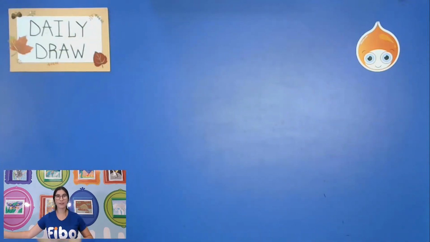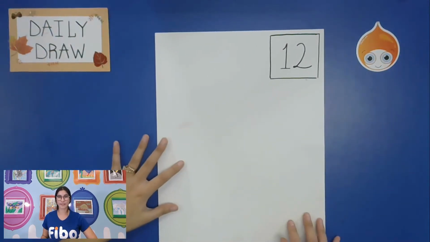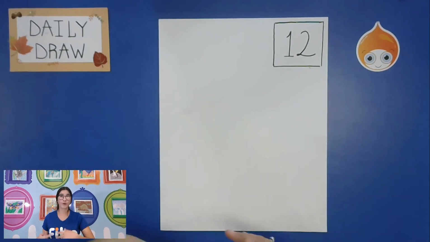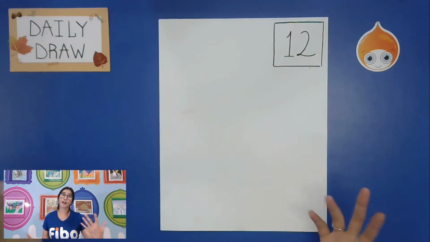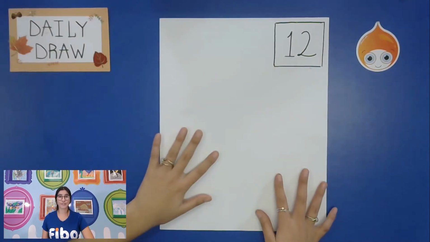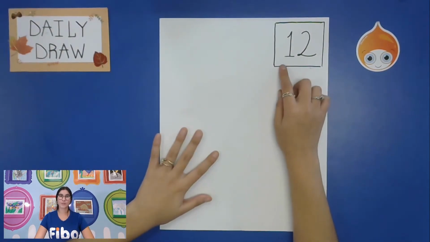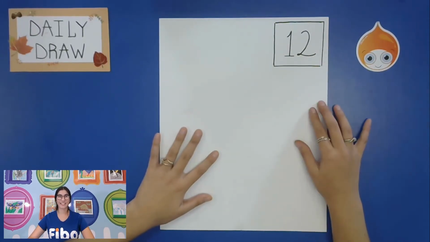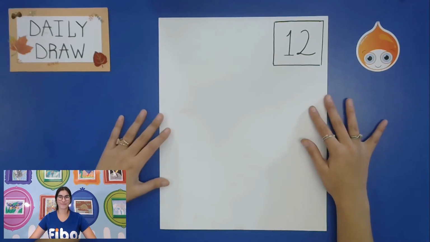We want to take out a piece of paper. Now for your piece of paper, this can be any piece of paper, or if you've been using a sketchbook so far for your daily draws, you can go ahead and use that. And then at the very top of our paper, we're going to number it number 12. Again, this is our day 12 daily draw.